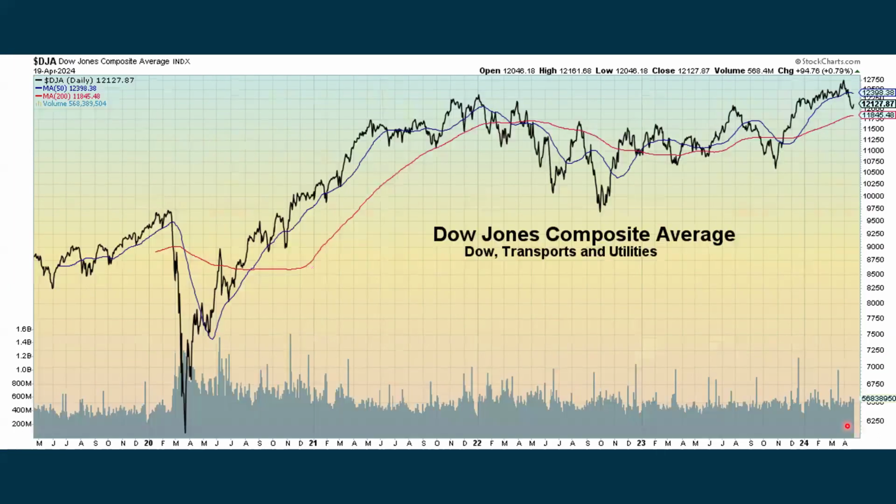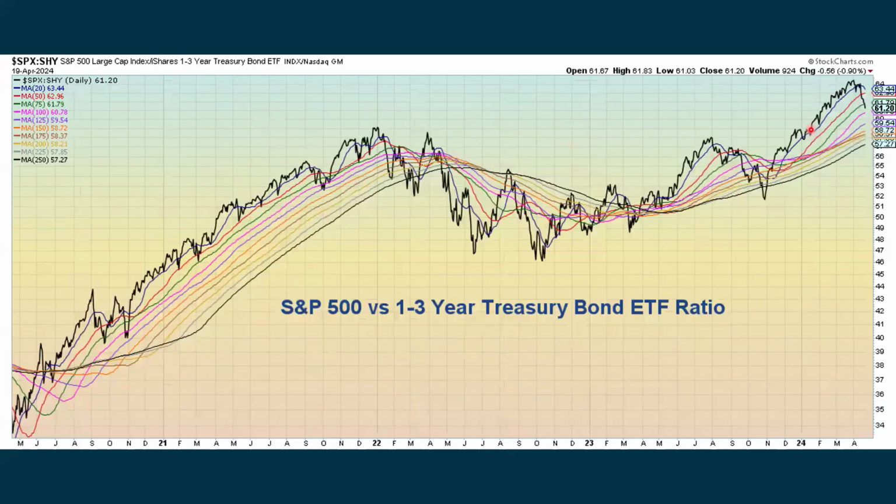We look at the Dow Jones Composite Average, which takes the Dow, the transports, and the utilities. Now, the transports and the utilities have both been under pressure. Most of the strength that we've seen has come from the Dow itself, and it's holding up okay. It was actually unchanged on the week last week, where a lot of the other indexes were down, but it has been falling back a little bit lately. However, it's still in a longer-term uptrend.